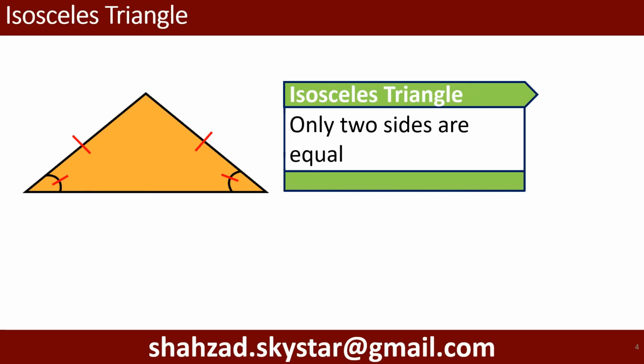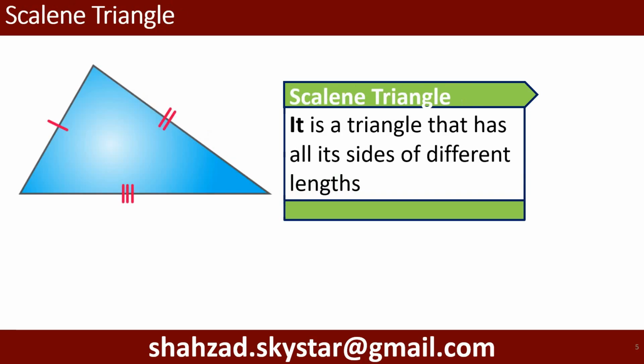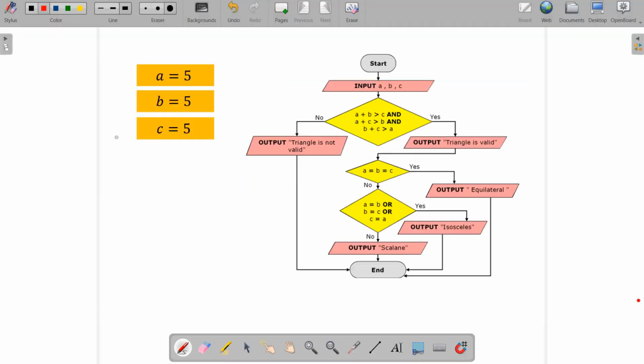For an isosceles triangle, two sides should be equal. And a scalene triangle is a triangle that has all its sides of different lengths. That is called a scalene triangle, where the value of A equal to 5, B equal to 5, and C equal to C.